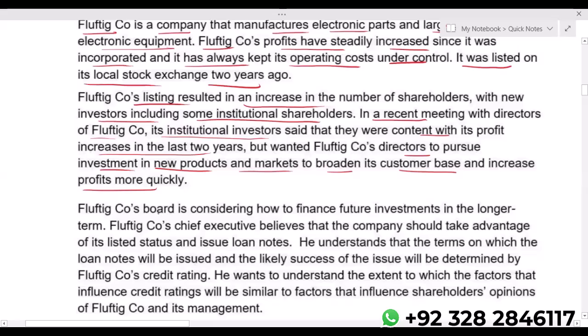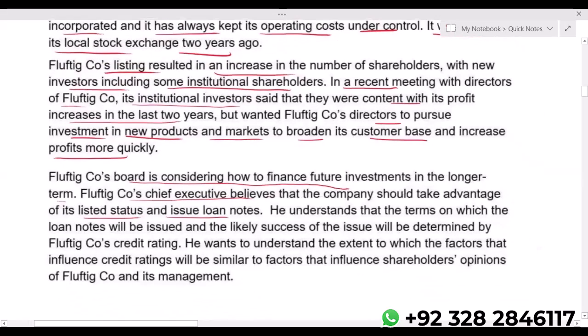Flufftick Company's board is considering how to finance future investment in the longer term. Flufftick Company's chief executive believes that the company should take advantage of its listed status and issue loan notes. Obviously, you are listed, so you can issue loan notes. He understands that the terms on which the loan notes will be issued and the likely success of the issue will be determined by the listed company's credit rating.